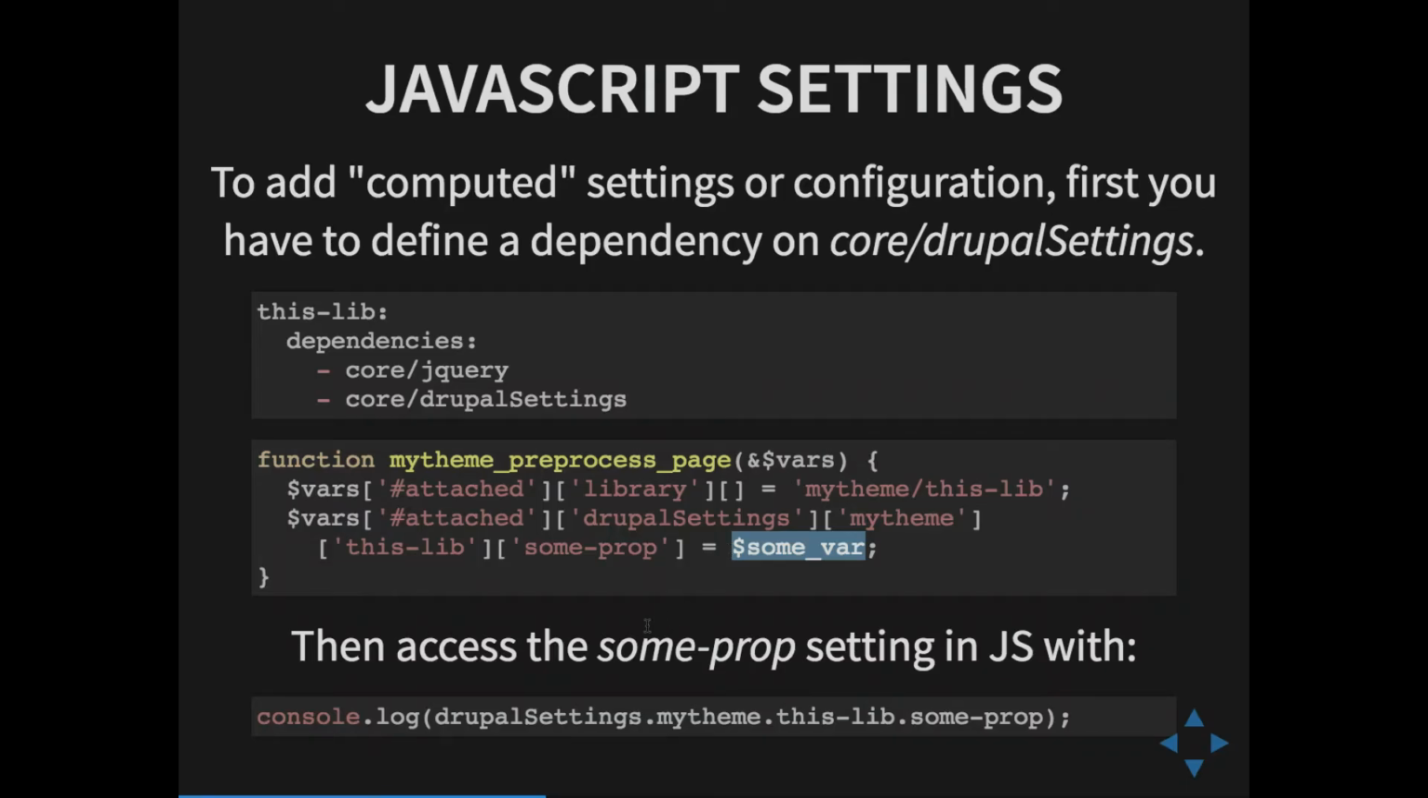And then, in JavaScript, I'm just console logging it, but you'd probably want to do something better with it. drupalSettings, my theme, right? Should this make sense? This lib, and finally the property here. And that gets you the variable. Now, it doesn't have to be just like hello world. It could be an entire JSON object, an array, anything, right?